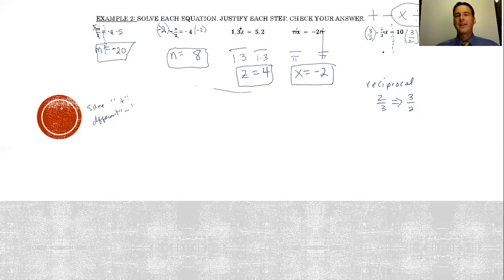When you do that, you're going to have some nice cross canceling. These 2's will cancel, and so will those 3's, and you're going to be left with an x. Now here's a tricky part, and this is where students sometimes make a mistake.